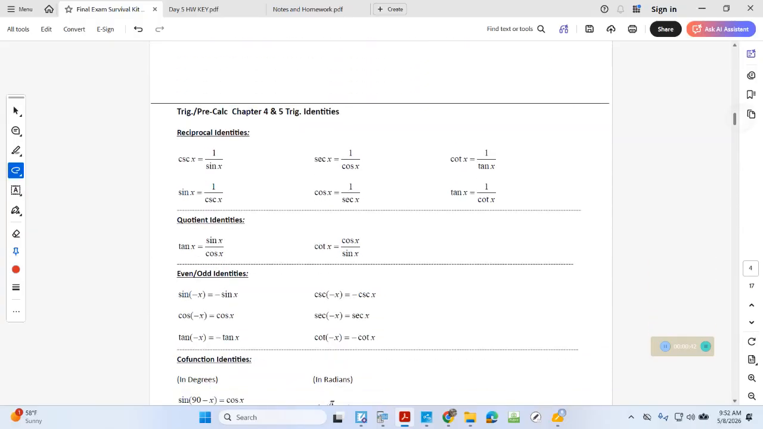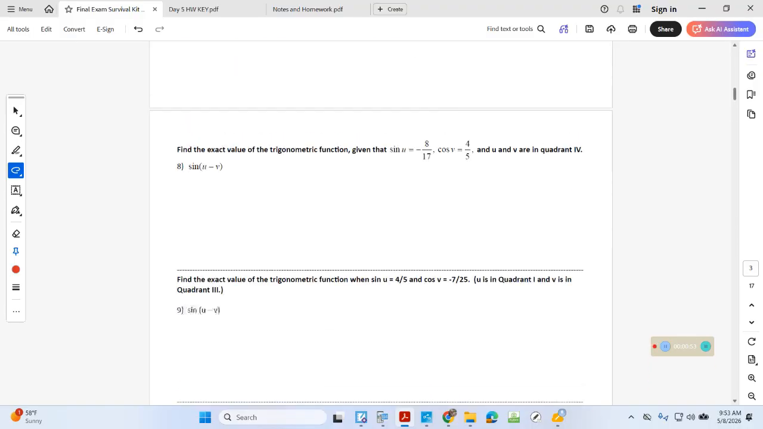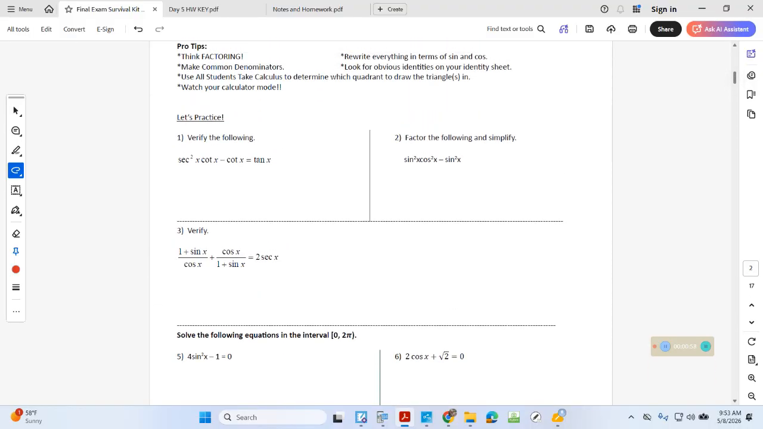Now, you can see this lavender packet. You will be provided the identity sheets that are in there on the final also. I put them in the packet so you have them to use not only for these problems we're going to do here together, but also for your final exam questions. All right, let's do it.